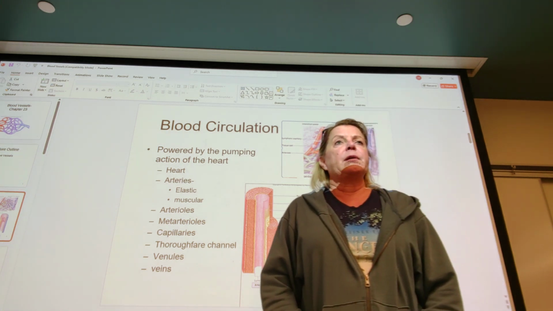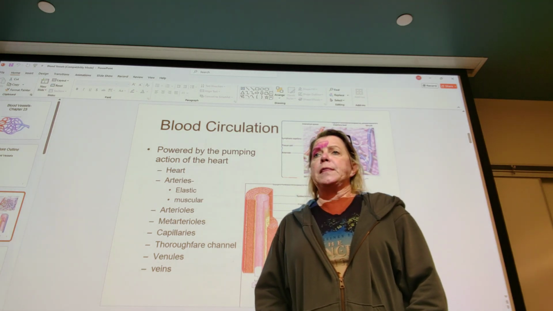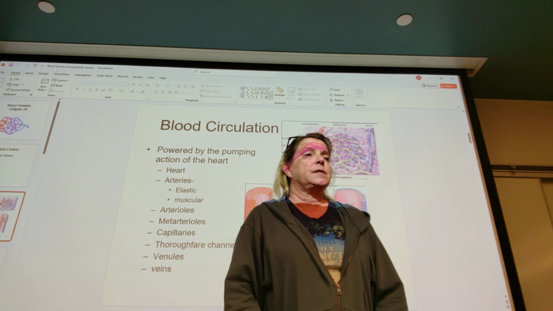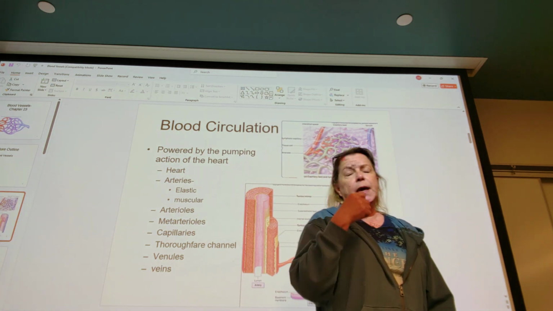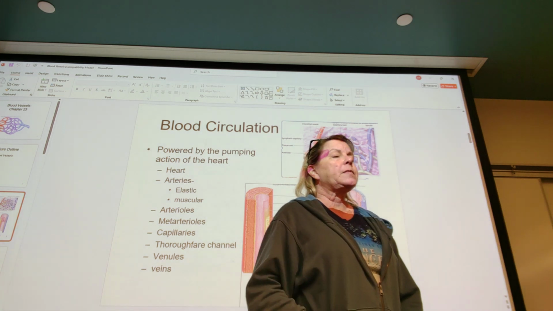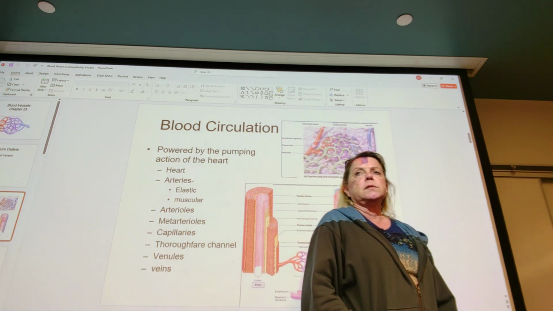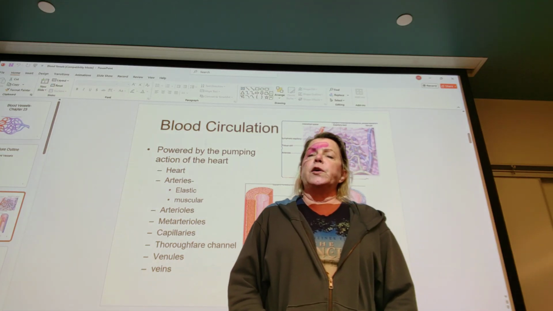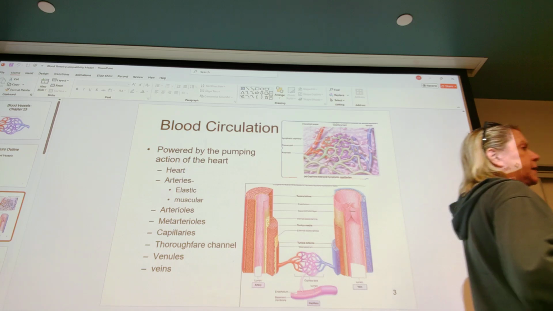From a capillary, we will see that there is a thoroughfare channel. I'll explain what the function of that is. And we'll also learn about these bands called precapillary sphincters. And then after that, we have a venule. And after that, we have a larger vein. And after that, we then have the vena cava.